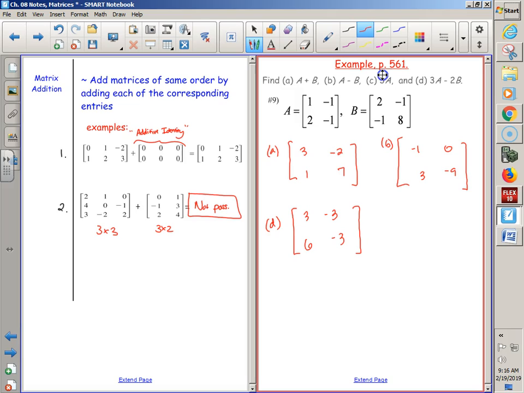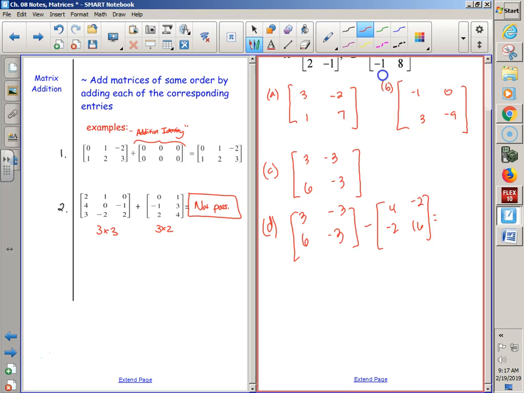3A, what did I do? Times 3, exactly. So what am I going to do for, oh, sorry, that was C. Lo siento. However, once you get to D, there's a lot going on. So I think I would make myself a little matrix equation and say, okay, I need 3A, which I just found, which is 3, negative 3, 6, negative 3, minus 2B, which is going to be 4, negative 2, 16, equals. I would just make myself a little matrix equation to go ahead and solve. I think it just makes everything a little easier. Easier on your brain at least.